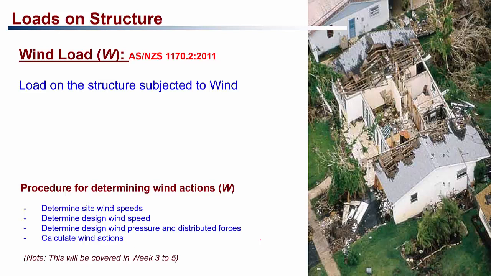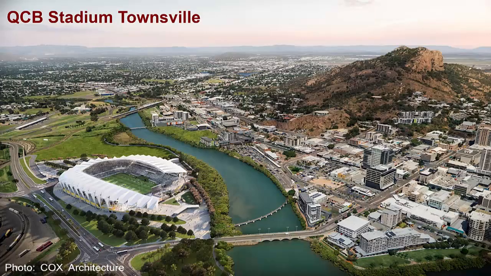The part on wind actions will be covered in weeks 3 to 5 by Professor John Ginger. And as you know, we are in a tropical environment and we have to design our structures to withstand extreme cyclonic wind loading as well. This is the QCB Stadium Townsville, which was recently built. For designing this stadium, of course, we have to consider the wind loading on the stadium itself, and you can see it has a very unique roof structure, and we have to make sure that it can withstand the cyclonic wind loading on it as well.